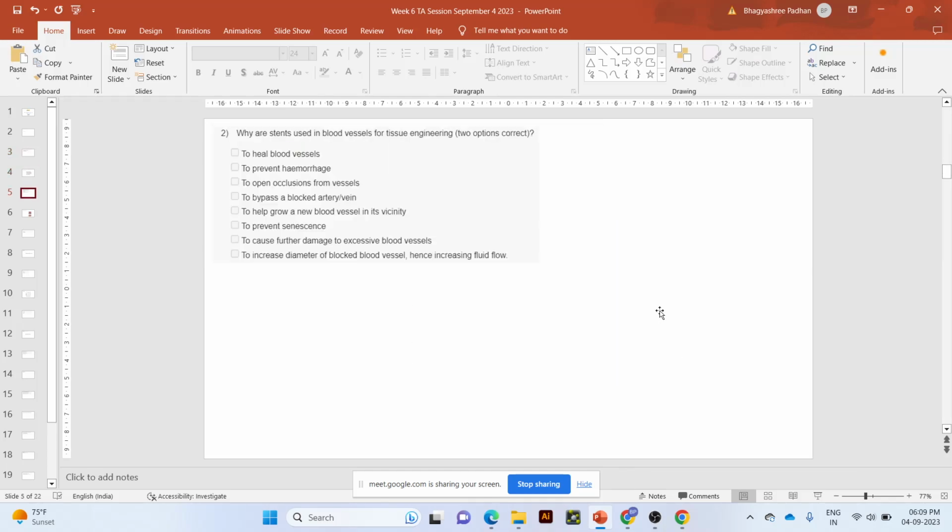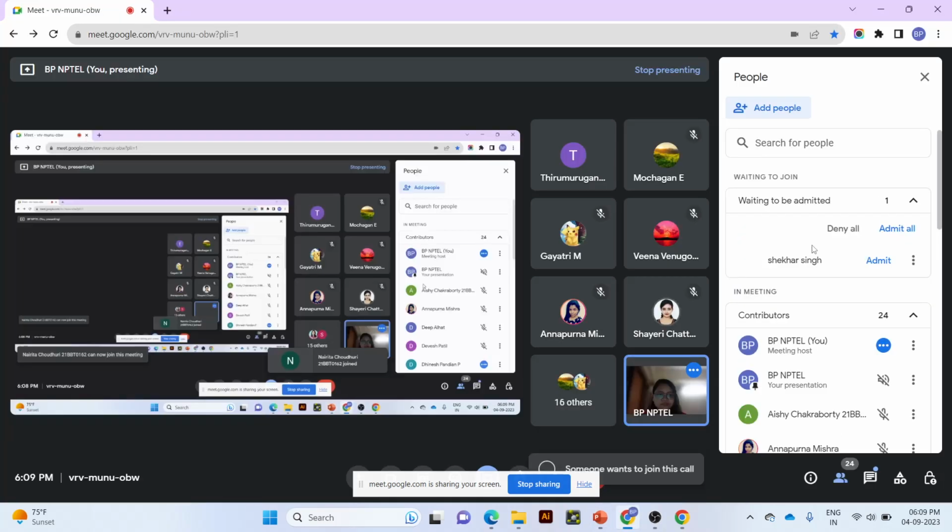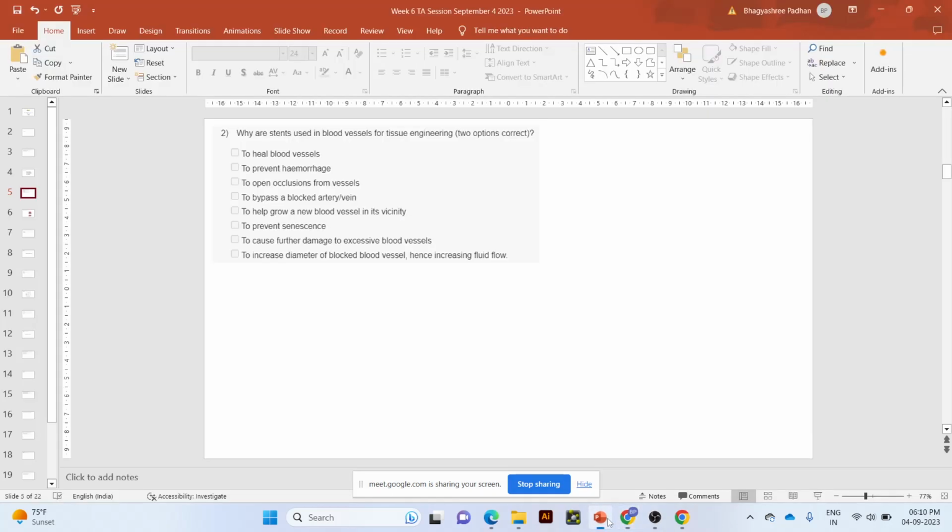Let's move on to the next question. Why are stents used in blood vessels for tissue engineering? You have to select two options: to heal blood vessels, to prevent hemorrhage, to open occlusions from vessels, to bypass a blocked artery or vein, to help grow a new blood vessel in its vicinity, to prevent senescence, to cause further damage to excessive blood vessels, and to increase diameter of blocked blood vessel, hence increasing fluid flow.